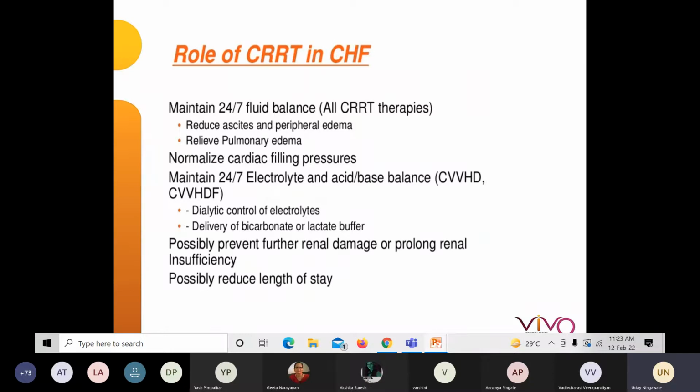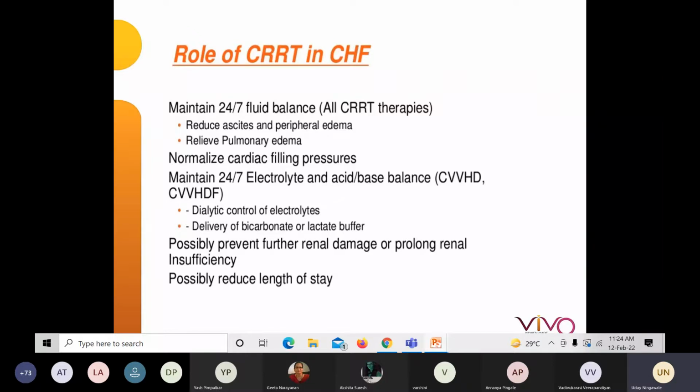Now consider congestive heart failure and how the CRRT will help. It will maintain 24/7 fluid balance. Any CRRT therapy will maintain 24/7 fluid balance. So it reduces ascites and peripheral edema, relieves pulmonary edema, which helps to improve heart function. Normalize cardiac filling pressures. Maintain 24/7 electrolyte and acid-base balance. Dialytic control of the electrolytes and delivery of bicarbonate or lactate buffer. Possibly prevent further renal damage or prolonged renal insufficiency. Possibly reduce length of stay. So definitely it will be useful in congestive heart failure cases.